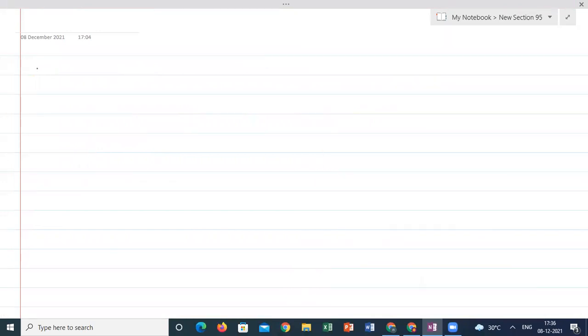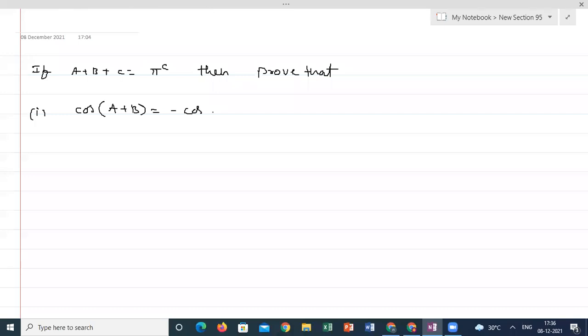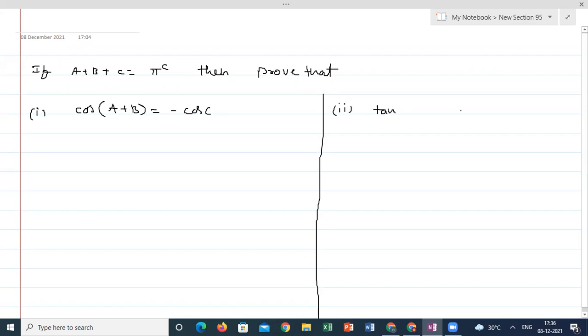If A plus B plus C is equal to pi radians, then prove that, without expanding: first, cos of A plus B is equal to minus cos C. Second question, tan A by 2 is equal to cot of B plus C by 2. Please try, students, before going to some other questions.